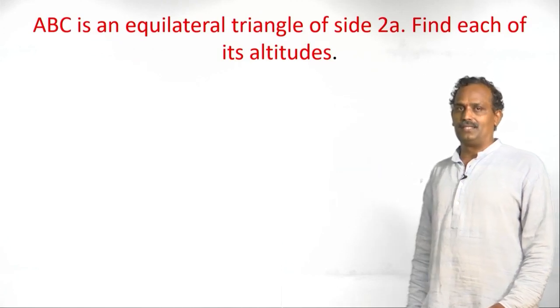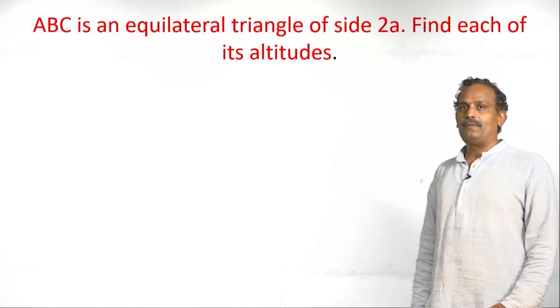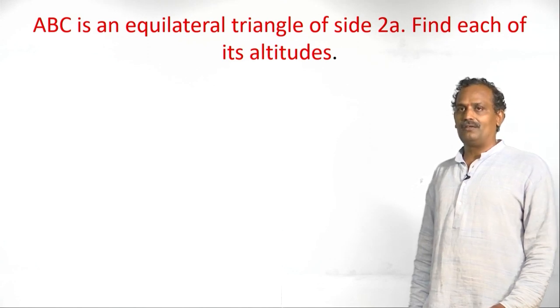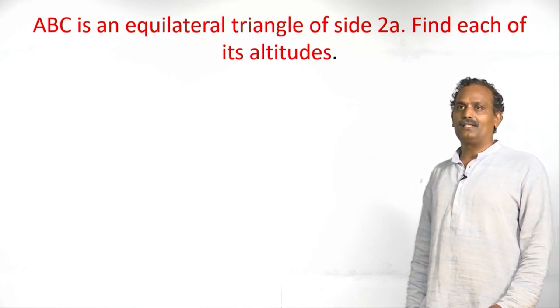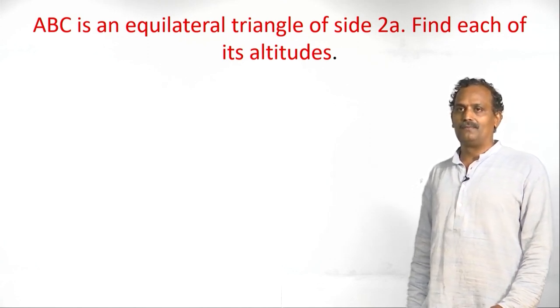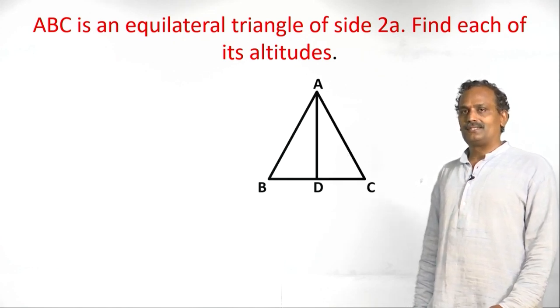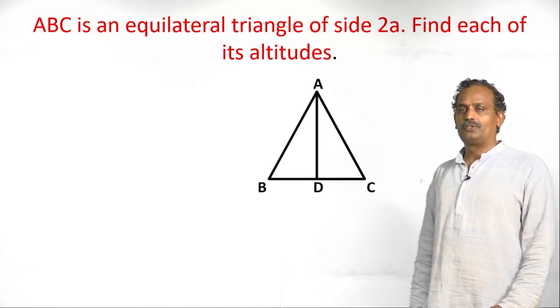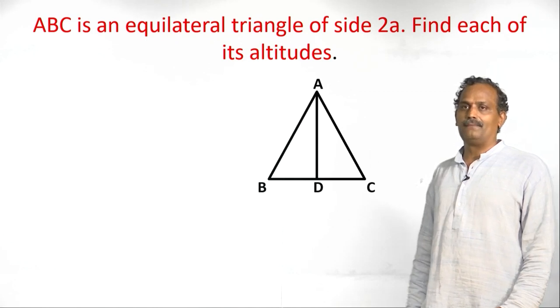Now, let us consider one more problem. ABC is an equilateral triangle of side 2a. Find each of its altitudes. So, let us see the triangle ABC. Since it is an equilateral triangle, all sides AB, BC and AC are equal.